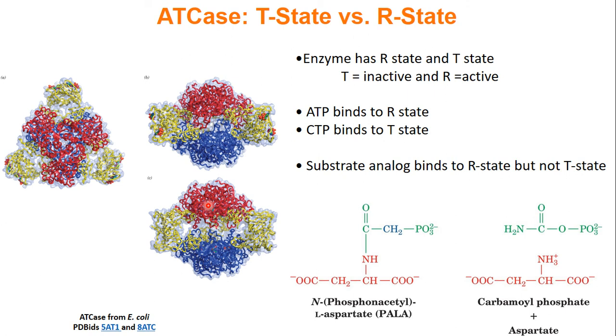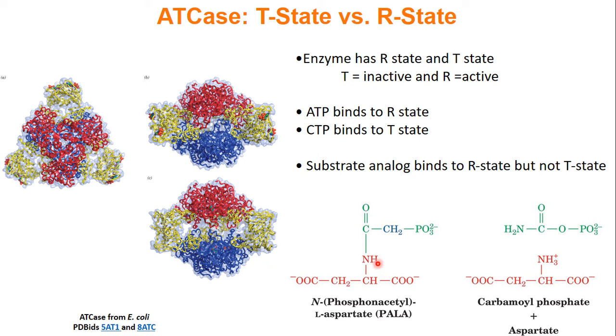Now ATCase has two states, just like hemoglobin has a T state and an R state. So T is inactive, R is active. Since R is active, it makes sense that ATP binds to the R state and CTP binds to the T state. Now, to understand how this enzyme works, somebody took a substrate analog, that is a substrate that looks like the actual substrate but is slightly different. And this analog can bind, but it won't do the chemistry. So it's almost like an inhibitor, so we can see how this enzyme works.